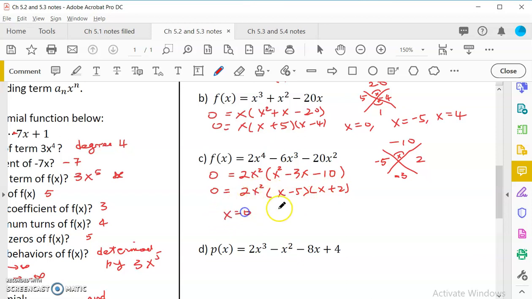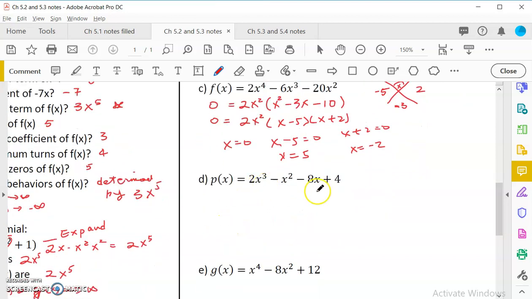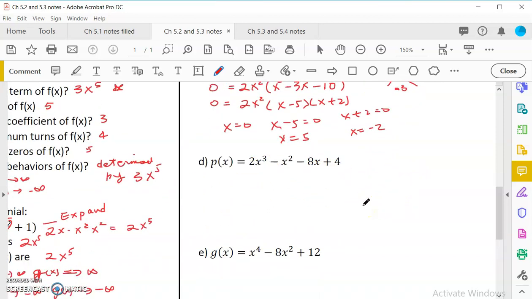So x is equal to 0. x minus 5 equal to 0. x plus 2 equal to 0. So that's 3 zeros. This 0 is a repeated root. You have x squared. So x equal to 5. x equal to negative 2. This is repeated. Okay. And there is a term that describes it. It's called the multiplicity. We'll talk about that later.